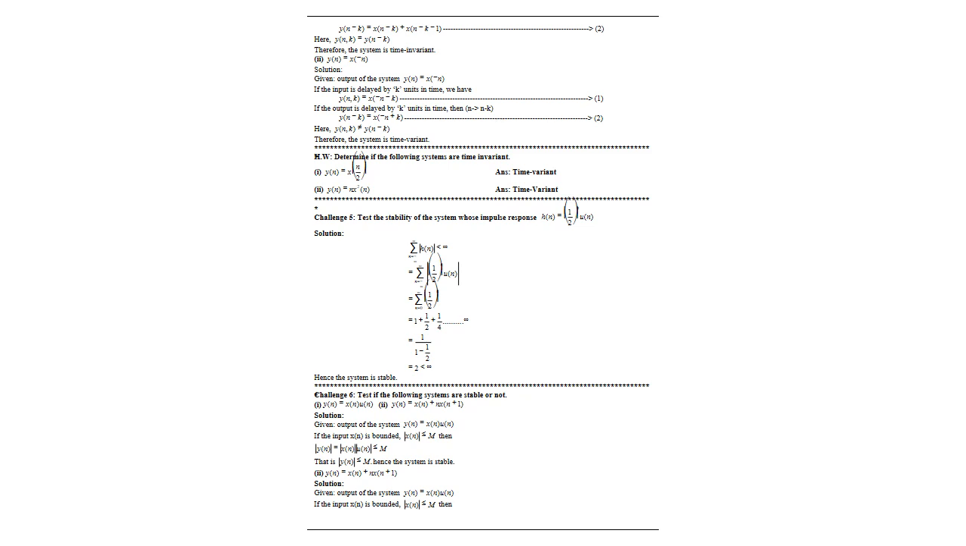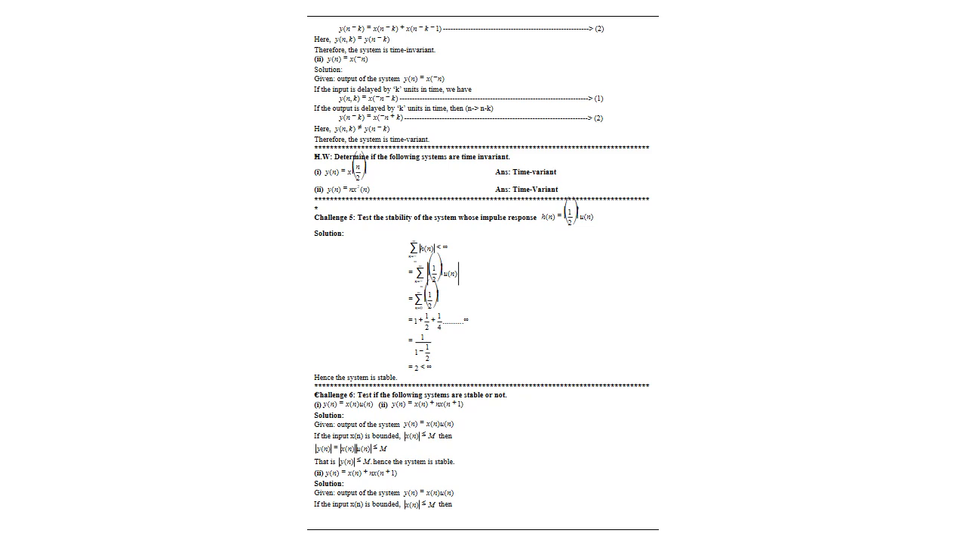So here we are going to see the solution. That is, the summation from n equal to minus infinity to infinity of modulus h of n is less than infinity. So that is the summation from n equal to minus infinity to infinity of modulus of (1 by 2) to the power n into u of n, which is the summation from n equal to 0 to infinity of modulus of (1 by 2) to the power n. So that is 1 plus 1 by 2 plus 1 by 4 plus etc. up to infinity. That will be written as 1 by 1 minus 1 by 2, which is 2, and that is less than infinity. So the system is stable.